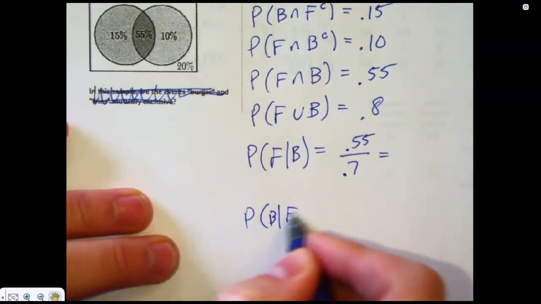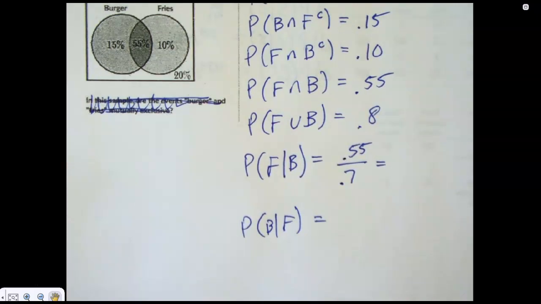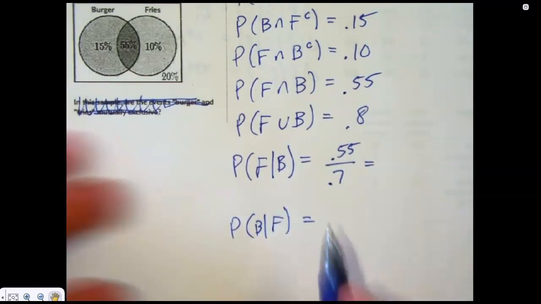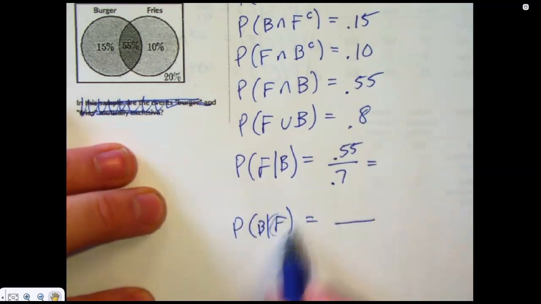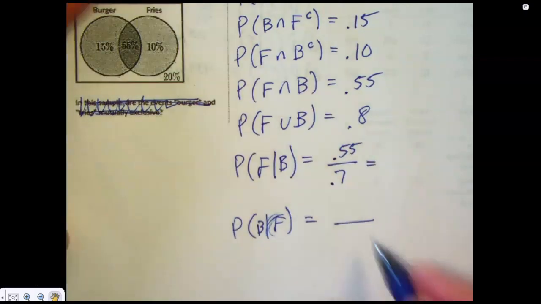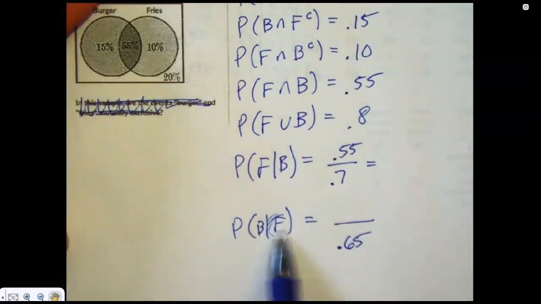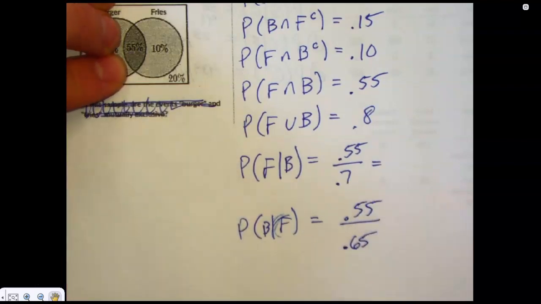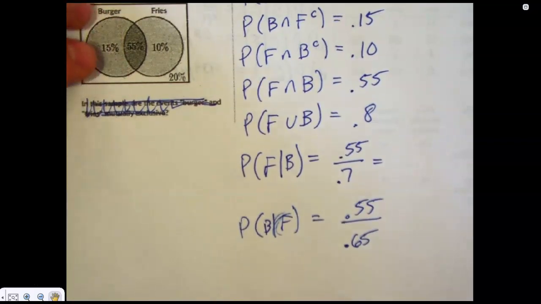So then you guys try this. Burger given fries. The given part is the part we know is true. So we know we're looking in the fries circle. Start there. How big is the fries circle? 0.65. And then just in there, what's the probability that there's burger also? It's 0.55. Then you divide those. Everybody got those set up, okay.